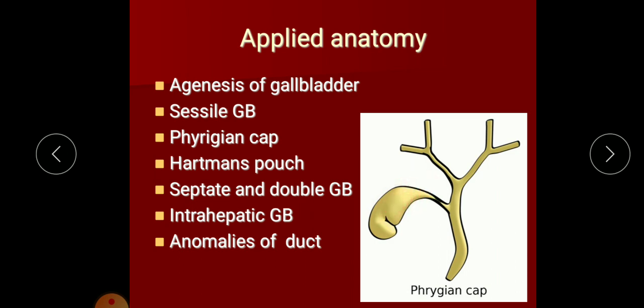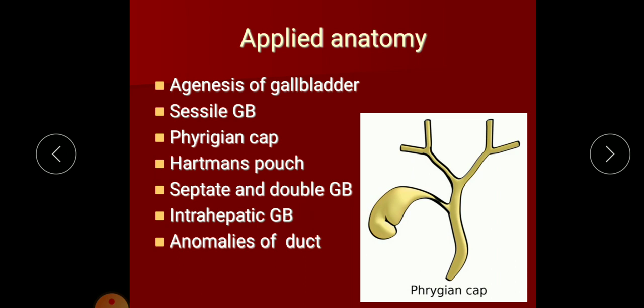Sometimes the gallbladder could be intrahepatic. Sometimes the whole of the gallbladder will be surrounded by a mesentery. Then you call it a floating gallbladder. Anomalies in the ducts could also be there. A large number of anomalies can be mentioned for the gallbladder. Okay, so that is about the gallbladder.